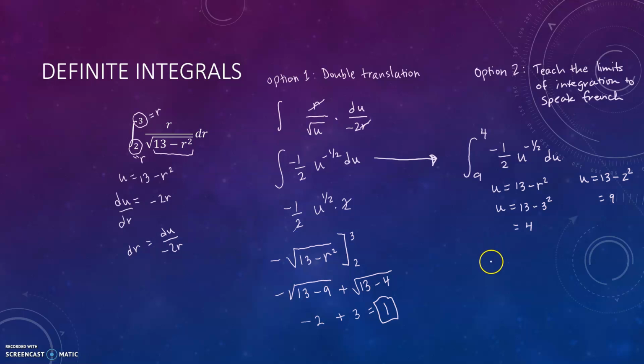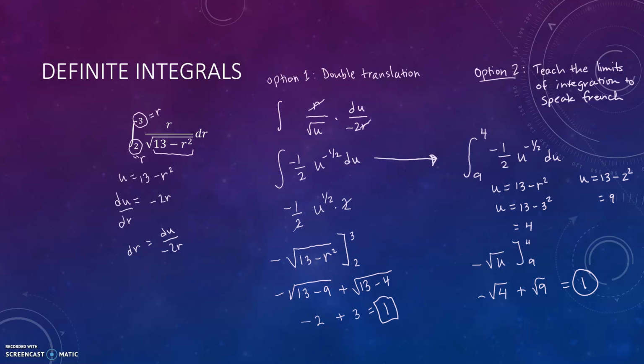And now when I do my antiderivative, I will not translate it back. Make sure if you choose this option, you don't do a double translation because your limits of integration would not understand the original language anymore because now they speak French. So our antiderivative is negative root u, and we're going from 4 to 9. So we have negative square root of 4 minus negative square root of 9, which would be 1.